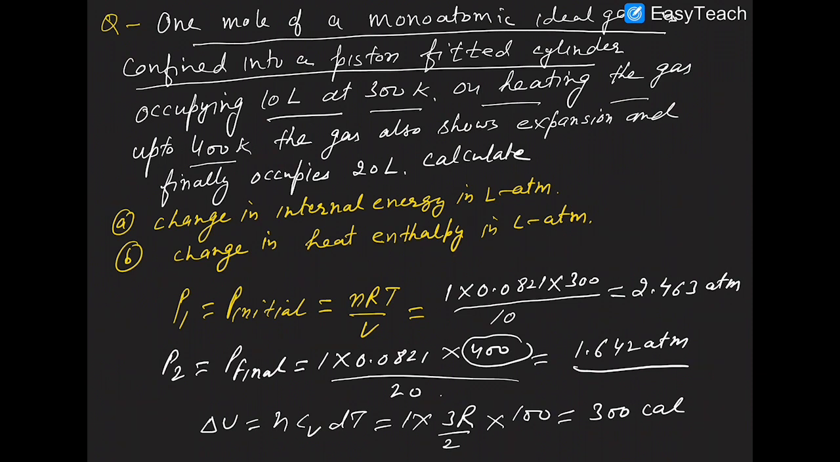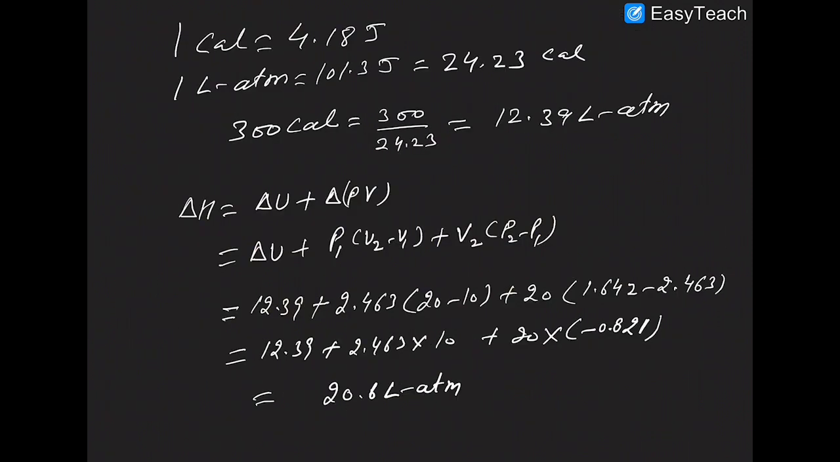So delta U will be n Cv delta T, and the Cv value is 3R by 2. N is the number of moles, that is 1, Cv is 3R by 2, into 100. So it comes out to be 300 calories. Now 1 calorie equals 4.18 joule and 1 liter atmosphere equals 24.23 calories. So 300 calories equals 300 divided by 24.23, so it is 12.39 liter atmosphere. Are you sure?